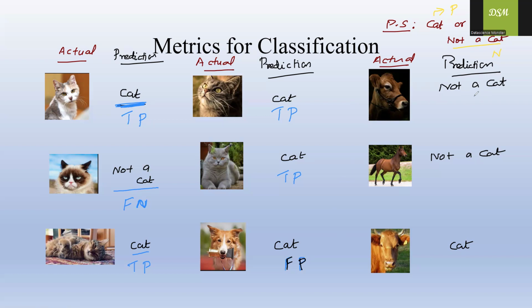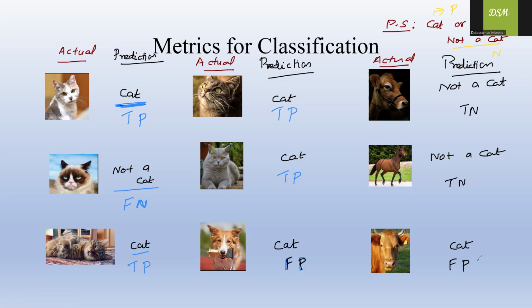My model predicts negative, not a cat. Yeah, it is not a cat. My model predicts negative. Yes, it is not a cat at all. My model predicts positive. No, it's wrong. That's it. I hope it is clear.